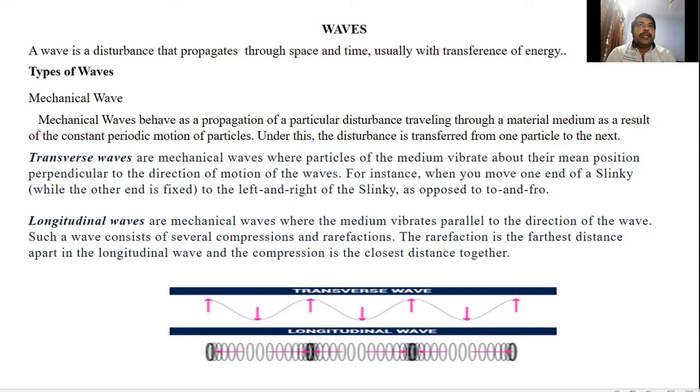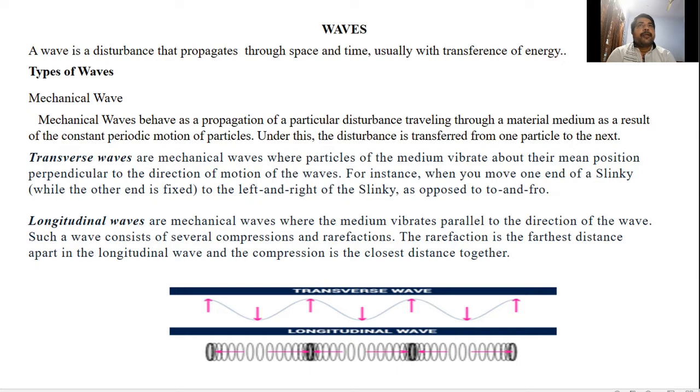There are two methods by which we can transfer energy from one point to another. First one, the particle motion. In particle motion, the particle itself carries energy from one point to another point.